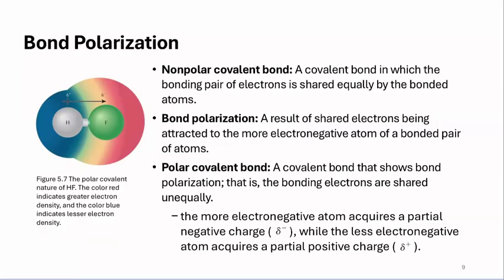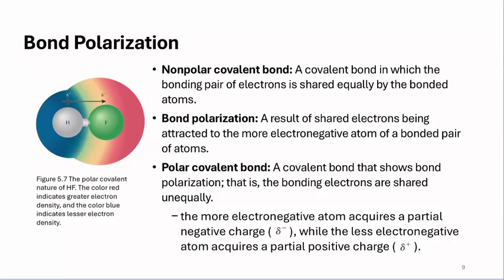Using electronegativity values, we can actually define the type of bond that we have in a molecule. It is important to note that there are different types of bond, starting with a nonpolar covalent bond. When two atoms are bonded together and sharing electrons, a nonpolar covalent bond is a type of covalent bond in which the bonding pair of electrons are equally shared by the bonded atoms. Not all molecules have nonpolar covalent bonds.